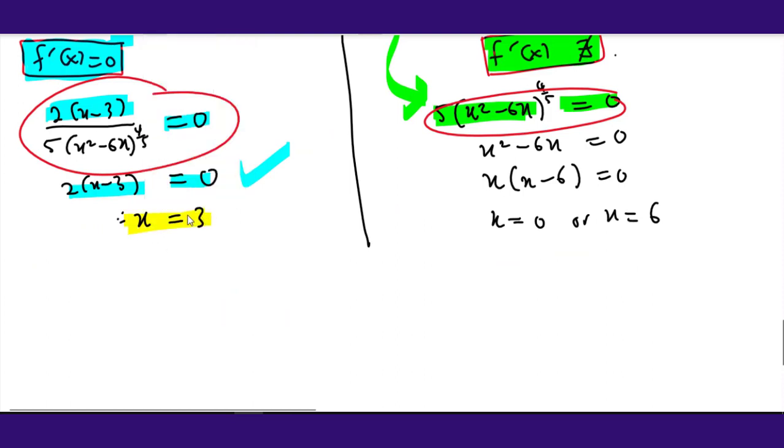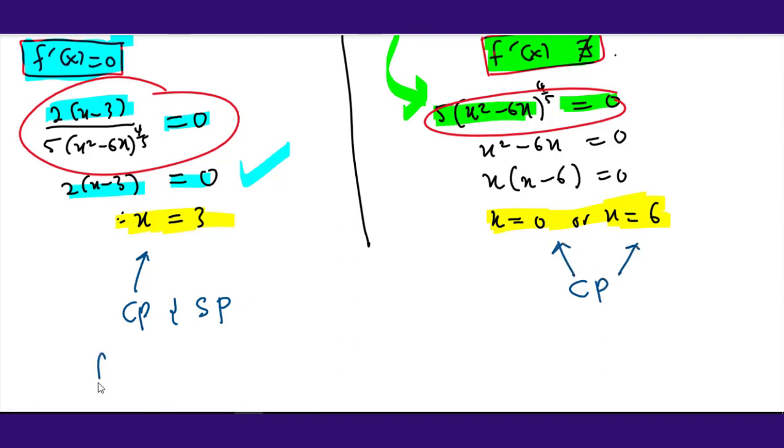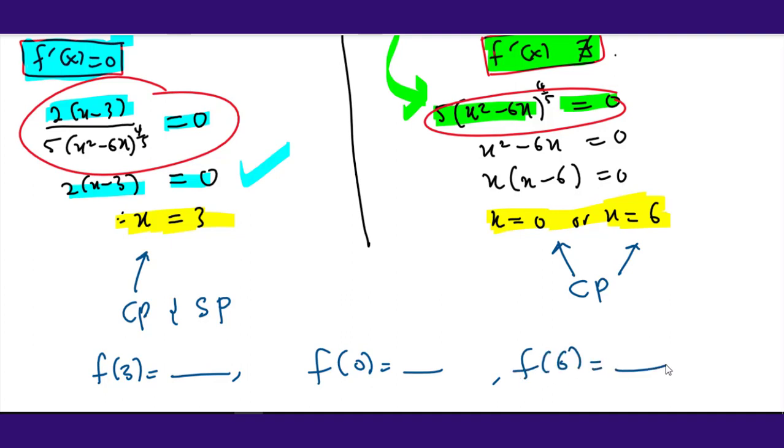So when x is equal to 3, this is actually a critical point and also a stationary point. When x is equal to 0 and 6, these are only called critical points. Then find the values f of 3, f of 0 and f of 6. Substitute into the function to get the points of the critical points. Okay, that's all.